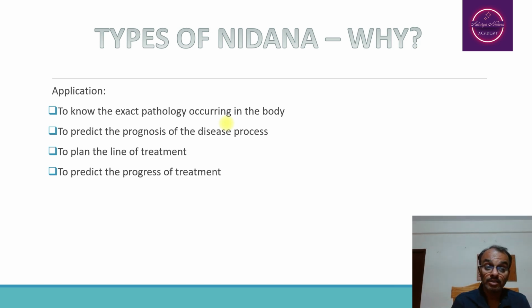So to know the exact pathology occurring in the body, we can identify and predict the possible prognosis of the disease process. Let us take three different examples, using Shita itself. The first person has exposure to, for example, 5 molecules of Shita. The second person has exposure to 50 molecules of Shita. The third individual has exposure to 100 molecules of Shita.